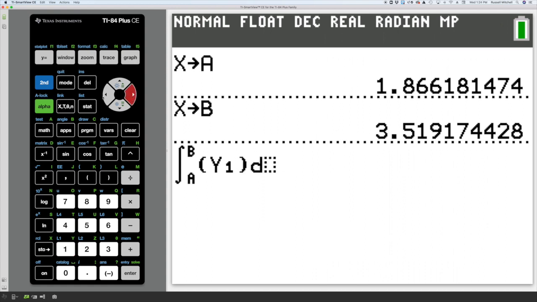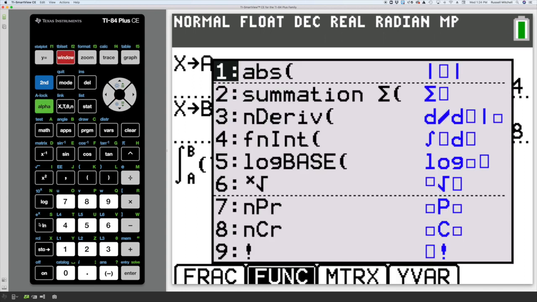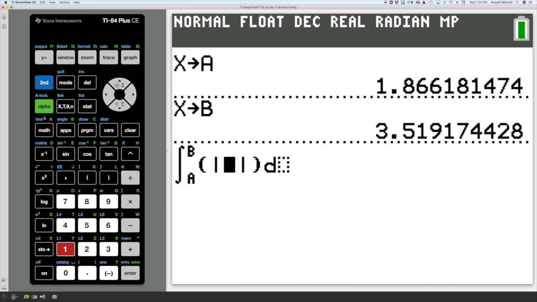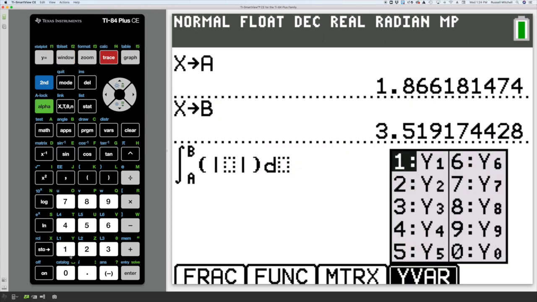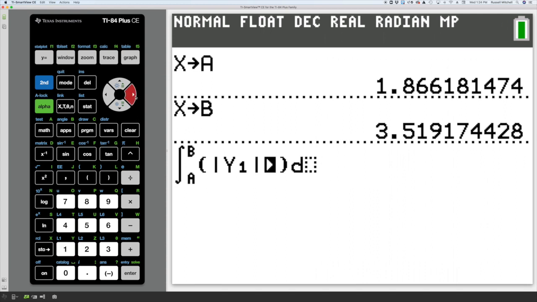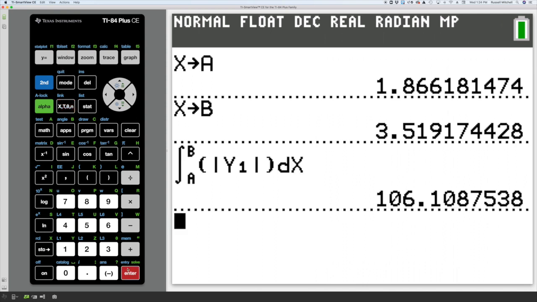You know what? Hold on. Back up. We've got to take the absolute value of it. So we press alpha window and number 1 for absolute value, and then alpha trace y1. Okay, there we go. Sorry about that. Then dx. Because what we were going to get is the displacement, not the total distance traveled. That would be what I had in here when it was just y1, which would just be the change in position. When we press enter, we'll get the total distance traveled.